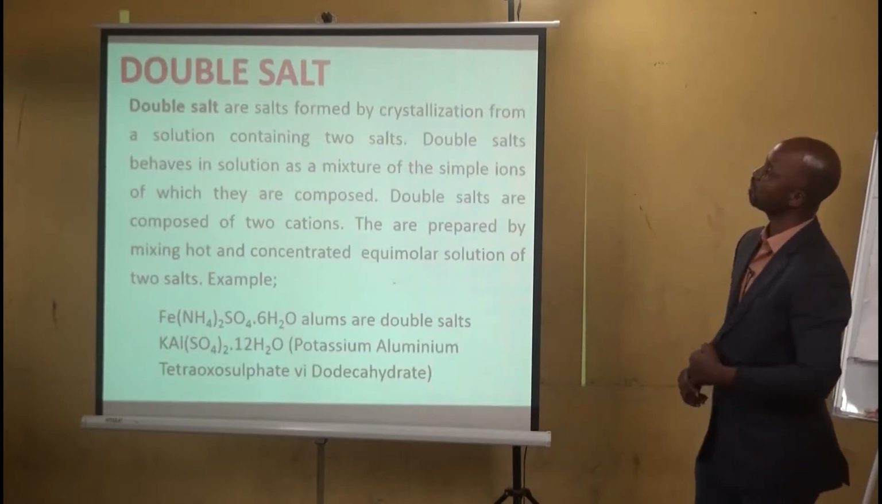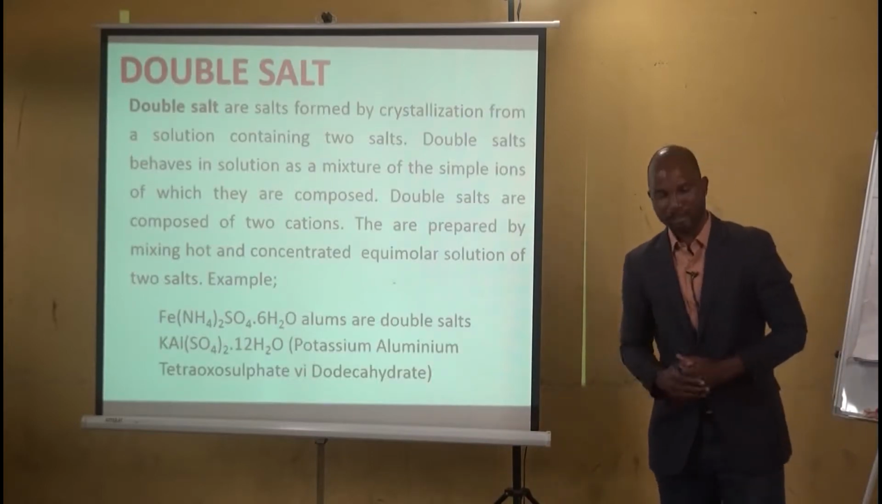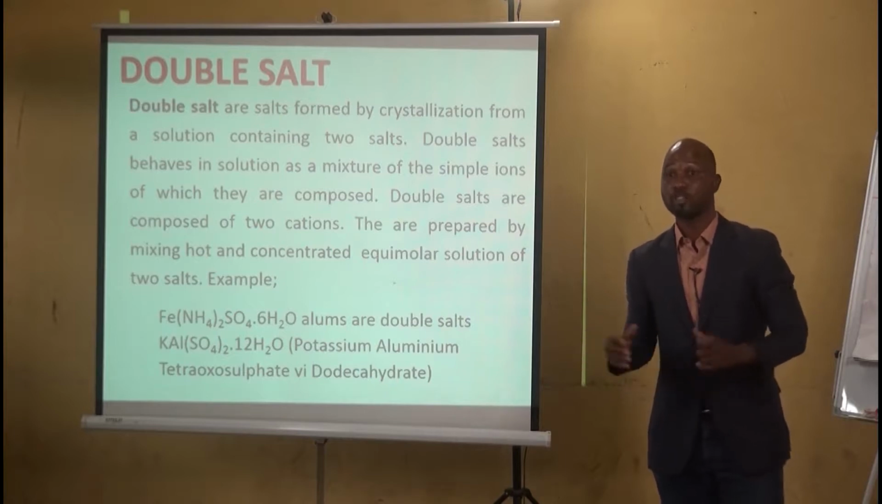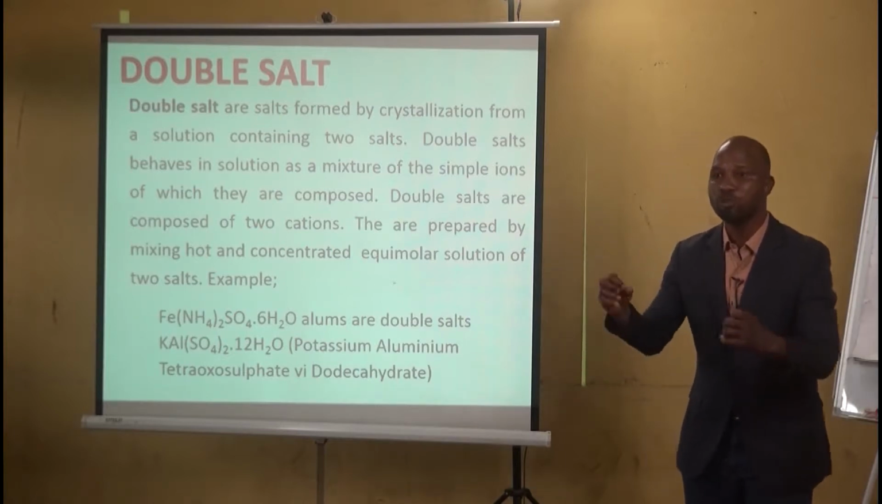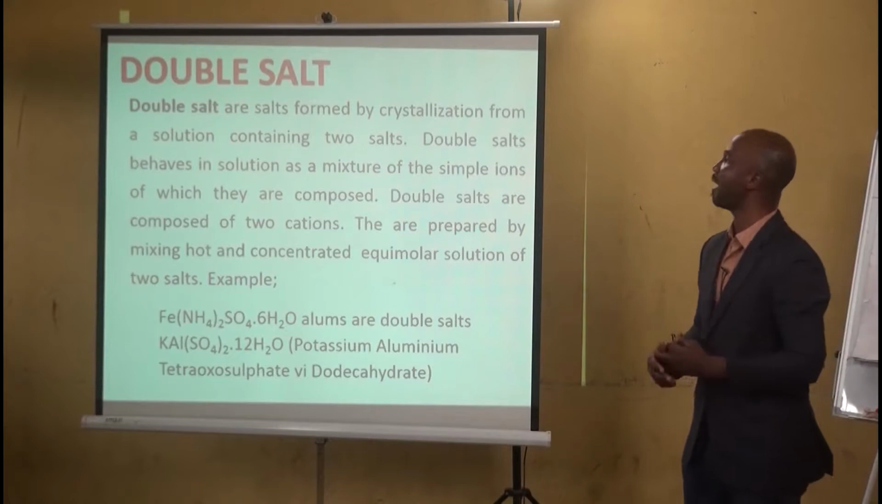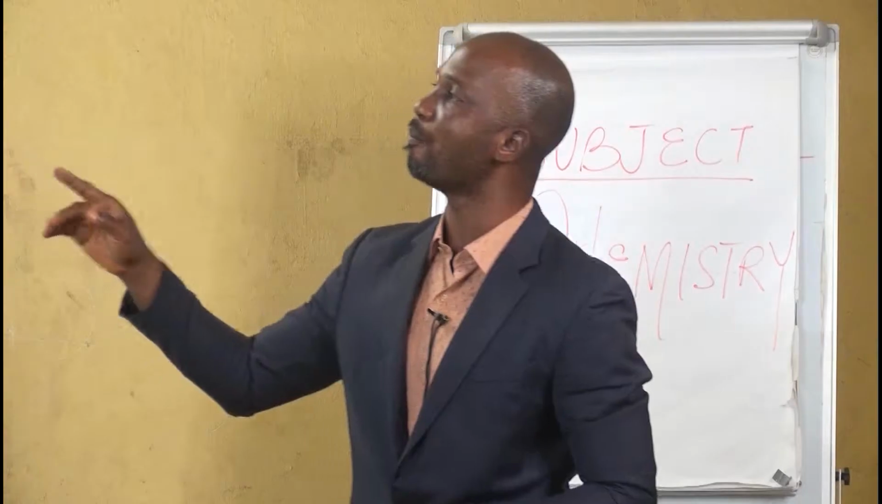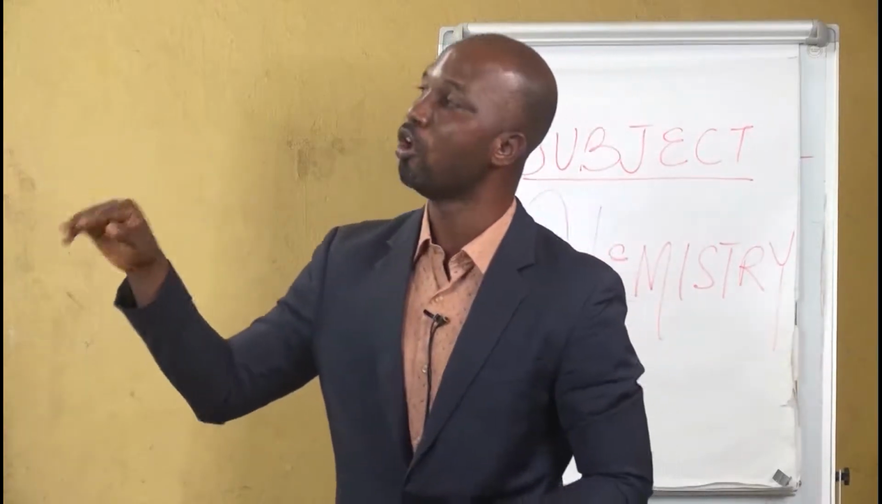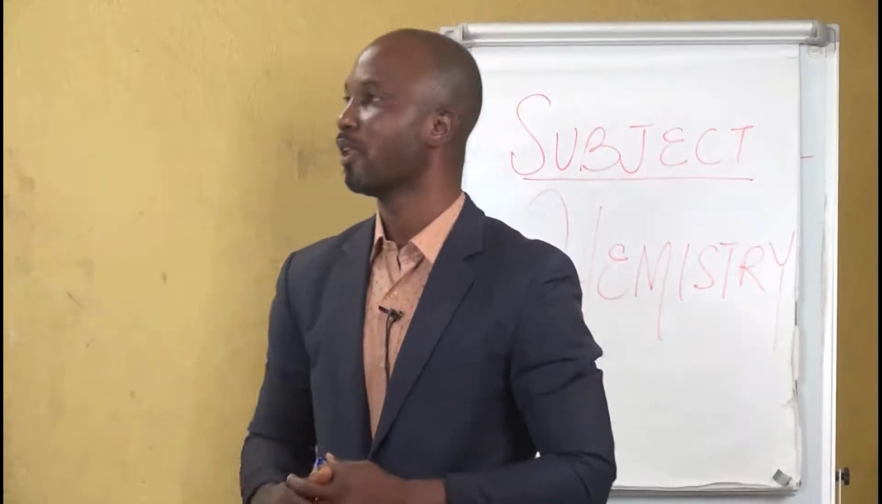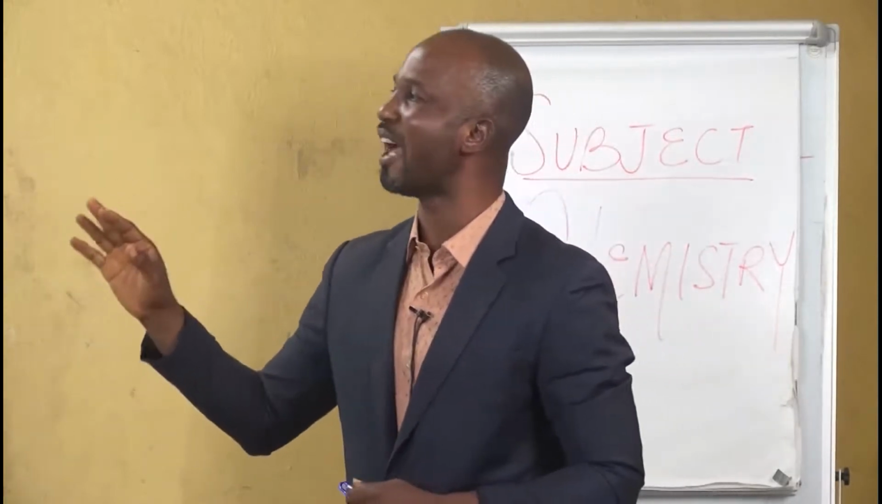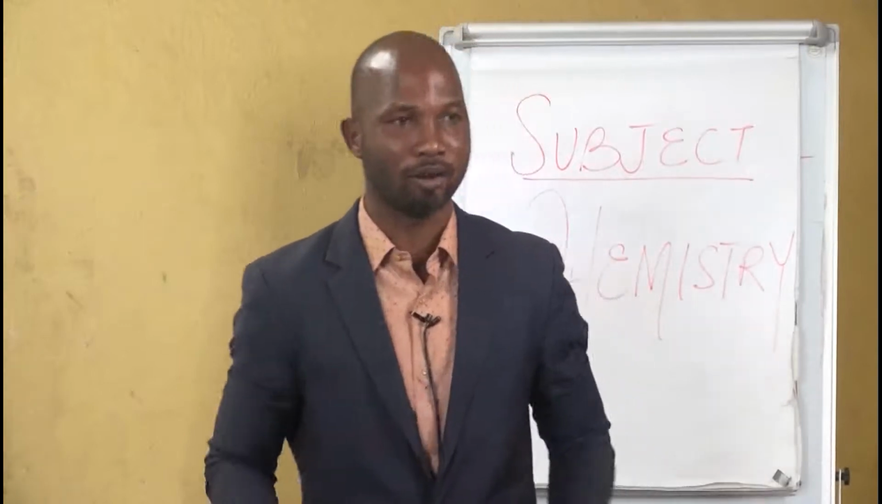Now, after basic salt, we have double salt. Like the name implies, double. A double salt is made up of two simple salts. Double salts are formed by crystallization from a solution containing two salts. Double salts behave in solution as a mixture of simple ions.